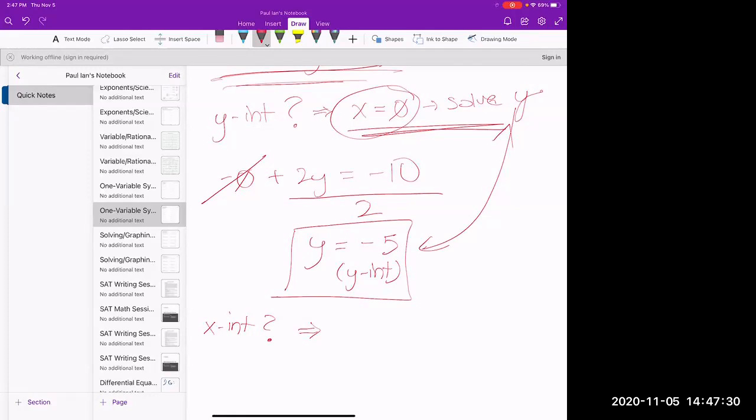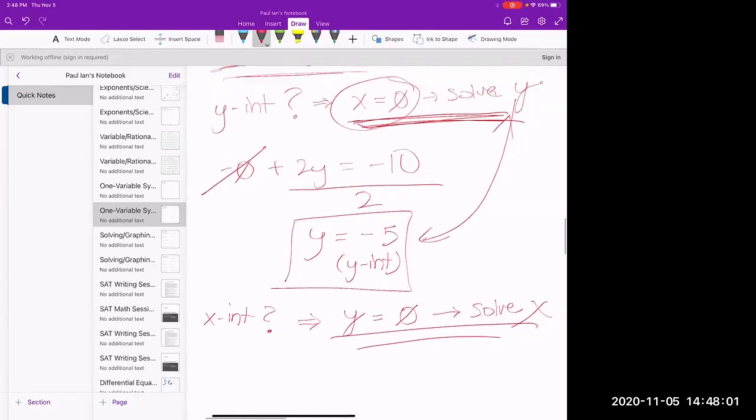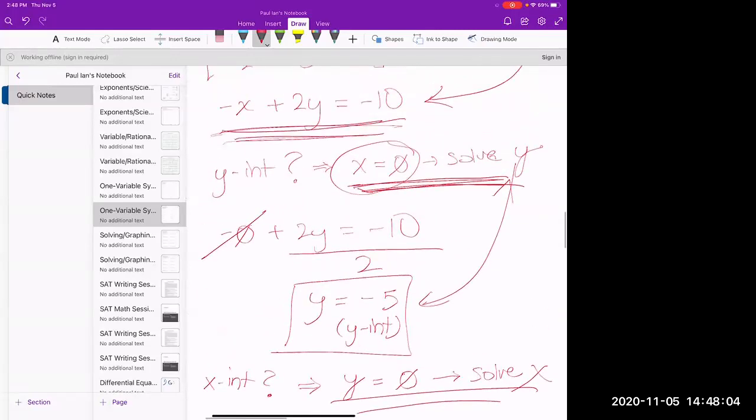Like for the y-intercept, you made x equals 0 and solve for y. What do you do with the x-intercept? Kind of like following what we have here. You make the y what? 0. And what do you solve for? X. Yep. Kind of similar, not the same thing. So y equals 0, solve for x. And then same equation, standard form.